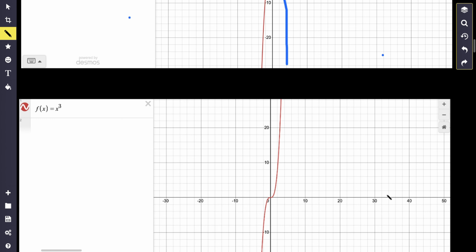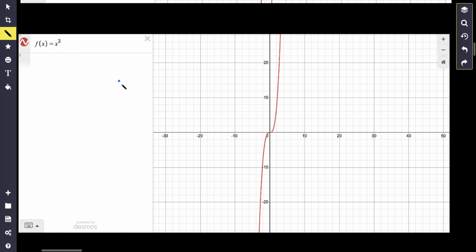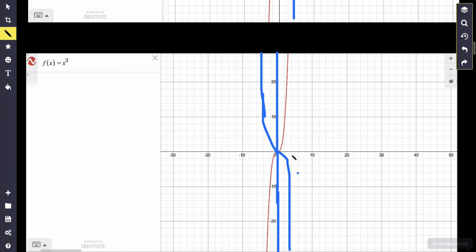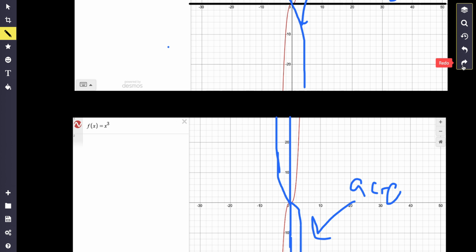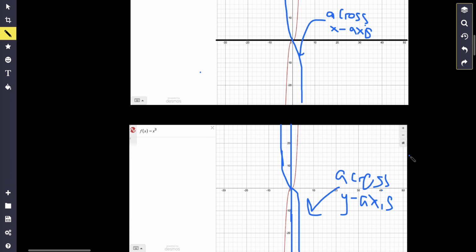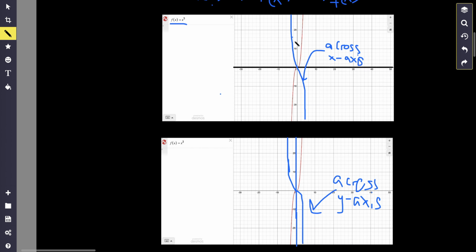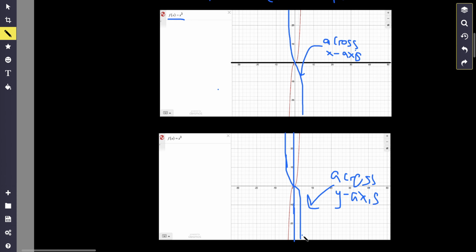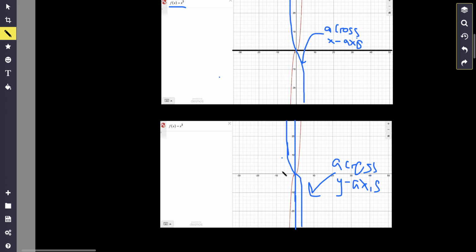Now let's see what happens if we take the same function and reflect it across the y-axis. What would it look like? Well, this part of the function would map onto this part, and then this part of the function would map onto the other side. Notice, this is across the x-axis, and this one's across the y-axis. What you notice is that, whoa, these two functions are the same thing. That's something really cool.